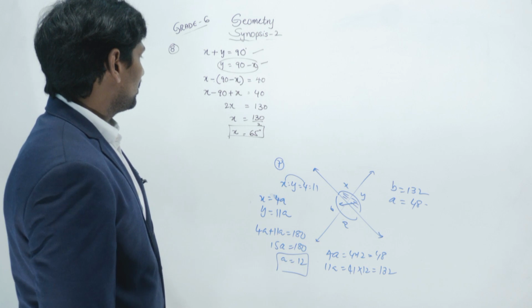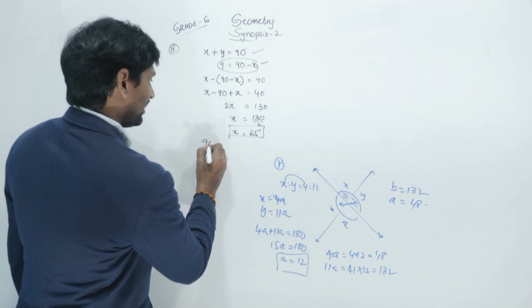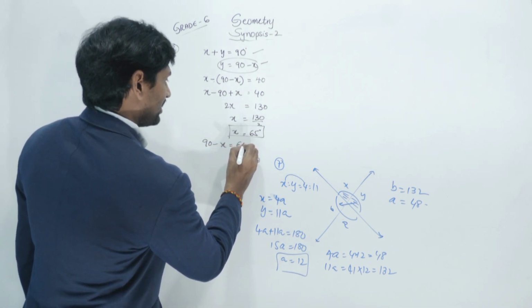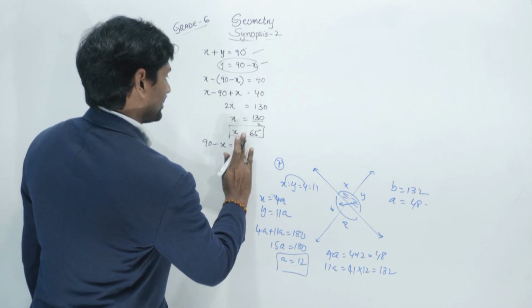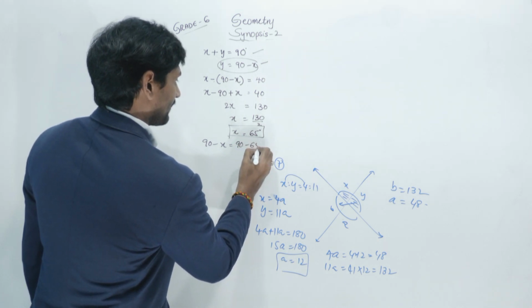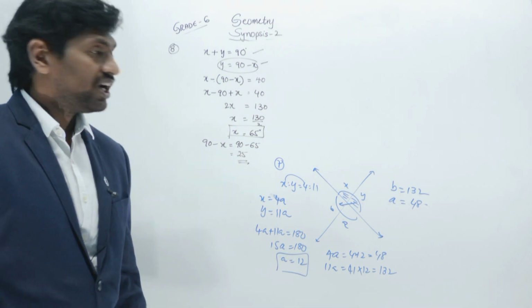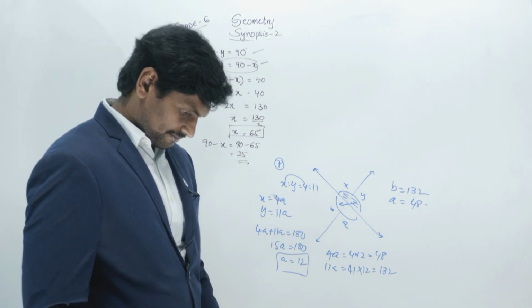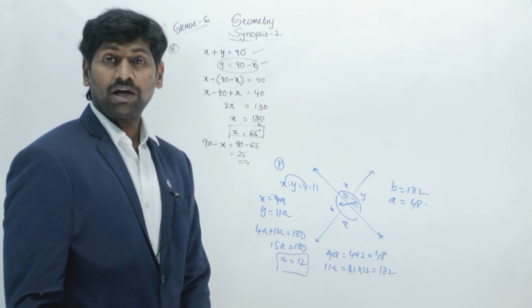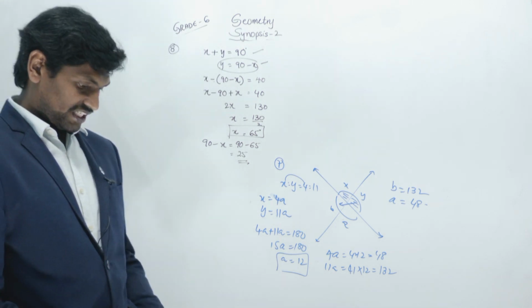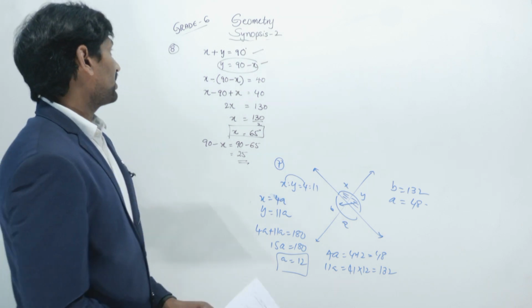Okay? And what is the second angle? 90 minus x, that means 90 minus 65. How much? 25. So 65 and 25 are our required answers. Yes, option 1.